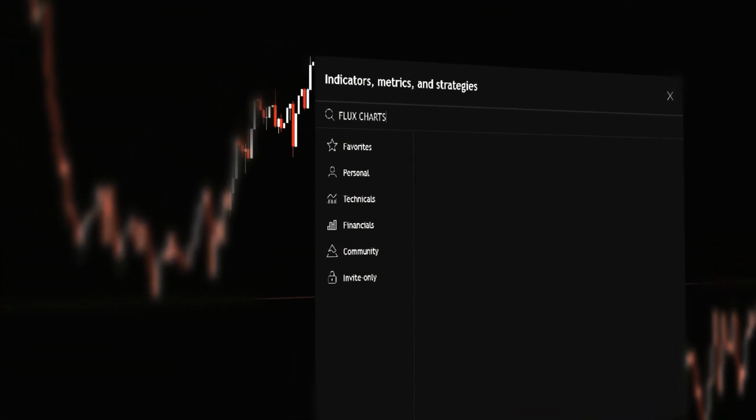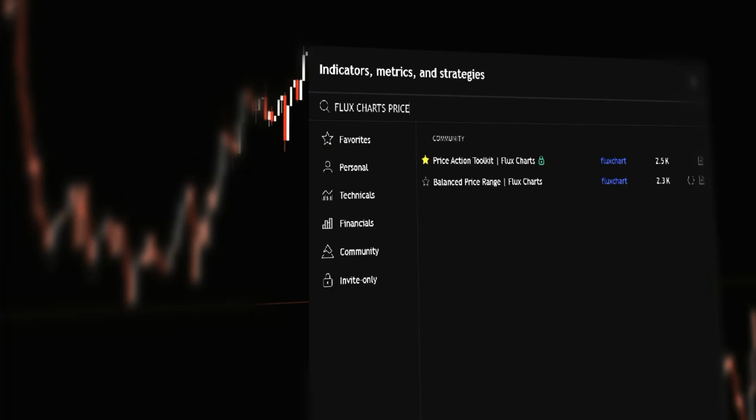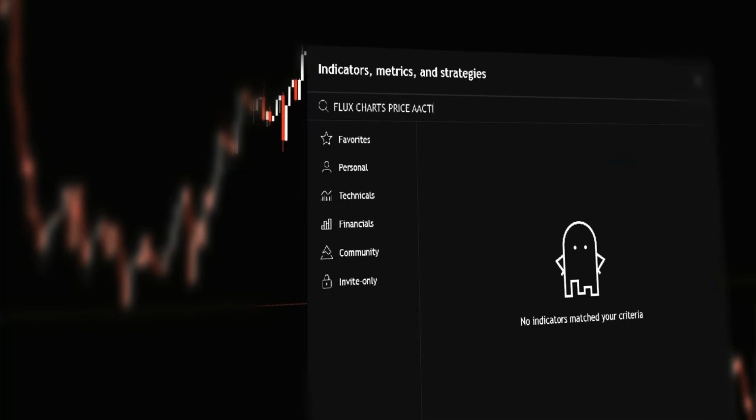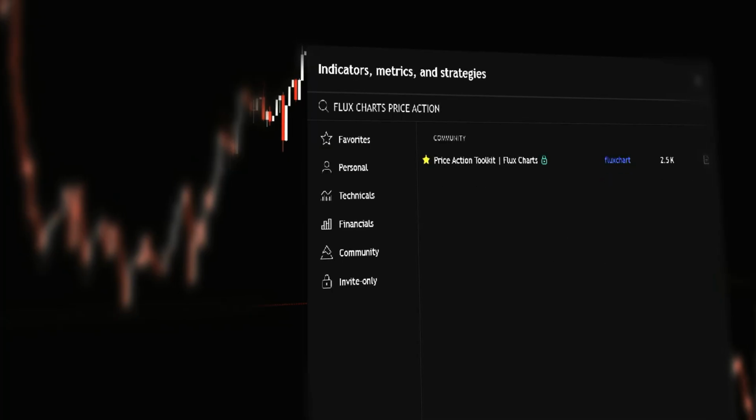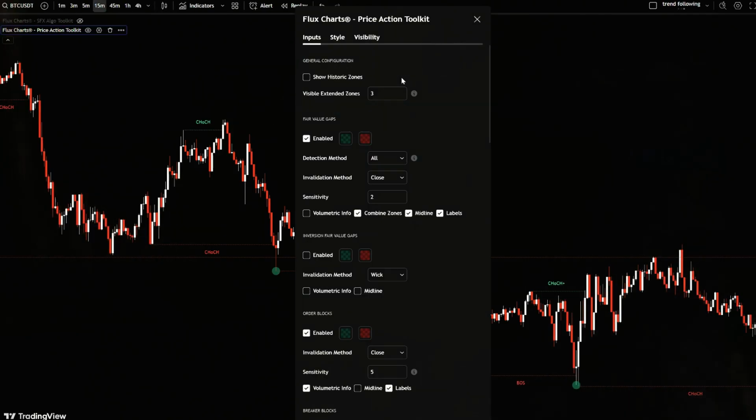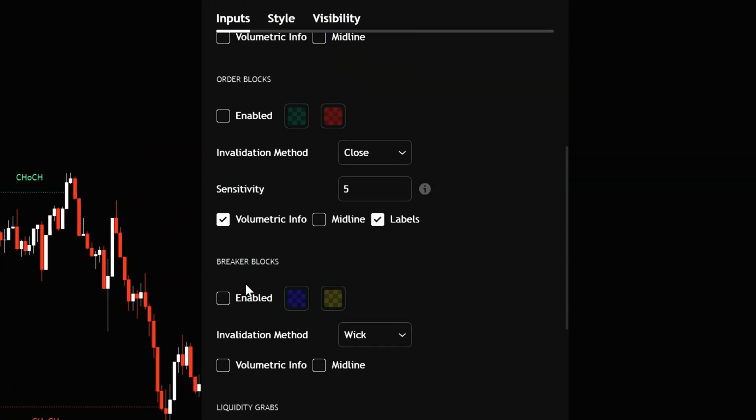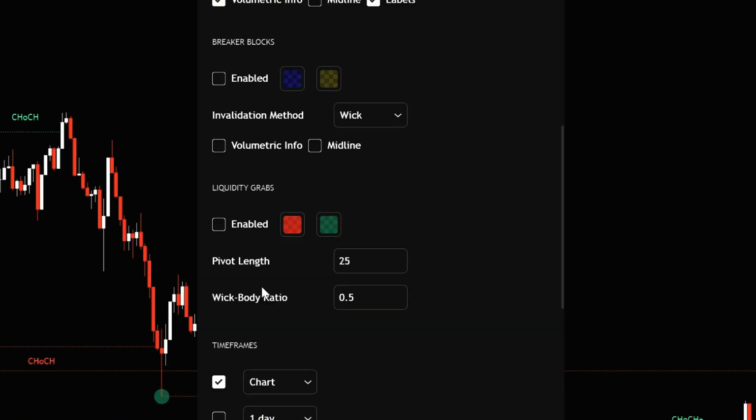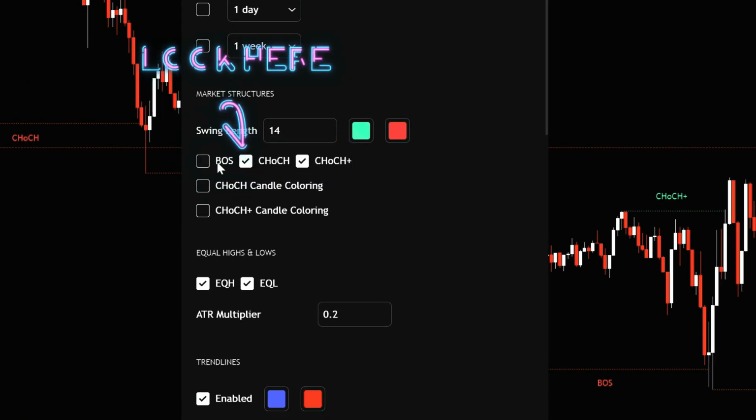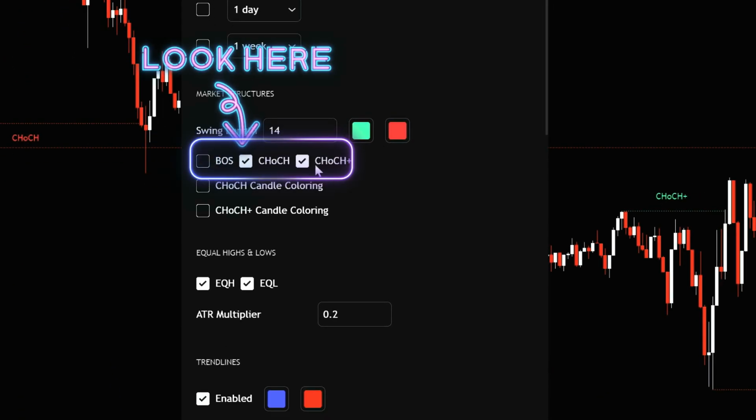Now, this tool we're using, the Flux Charts Price Action Toolkit, is built to spot this for us automatically. But like I said, it can be a little noisy right out of the box. So first things first, we're gonna dive right into the settings. We're gonna turn everything off, all the other signals, and make sure only the change of character box is checked. We want our chart to be super clean, showing us only the one thing we care about today.